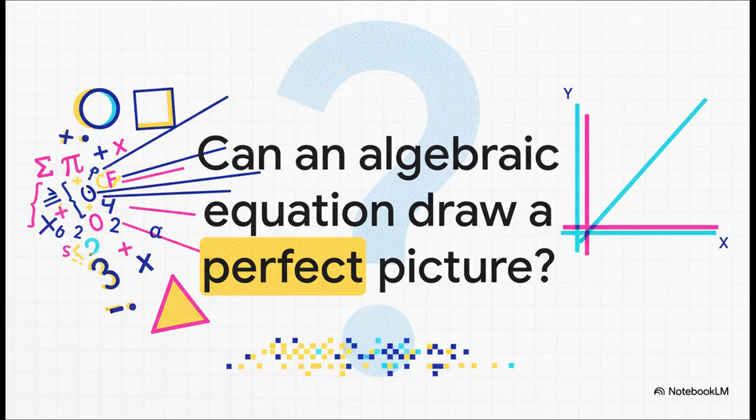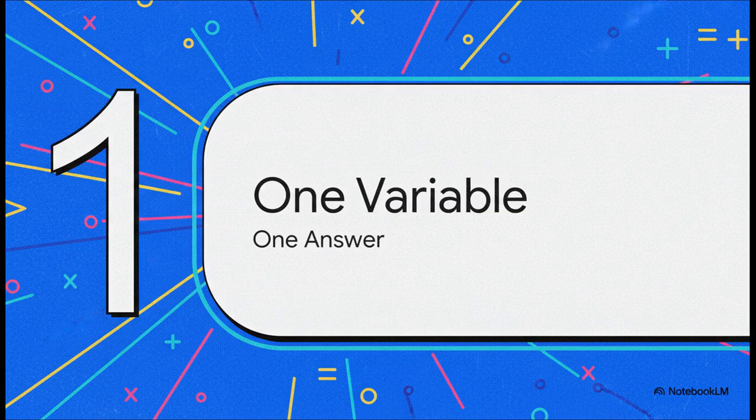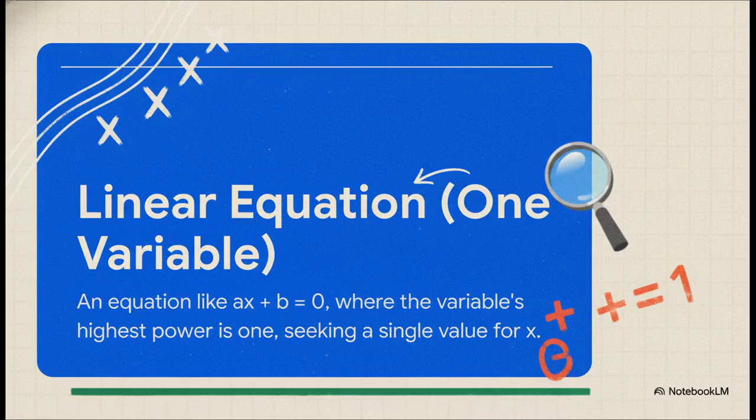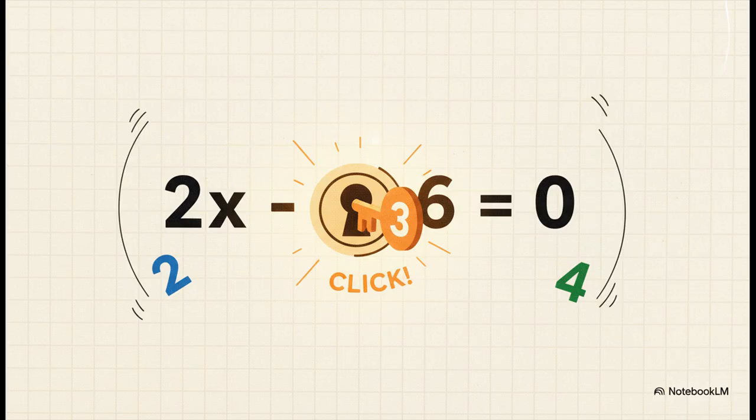Let's find out. Okay, so to crack this code, we have to start small. Think of it like learning a new language. You've got to start with a single letter, a single idea. In our case, that's a single variable. Now you're going to hear this word linear a lot. All it really means is that our variable, x, isn't doing any fancy tricks. There's no x squared or x cubed. It's just plain old x. And in this super simple setup, our whole mission is to find the one and only value for x that solves the puzzle.